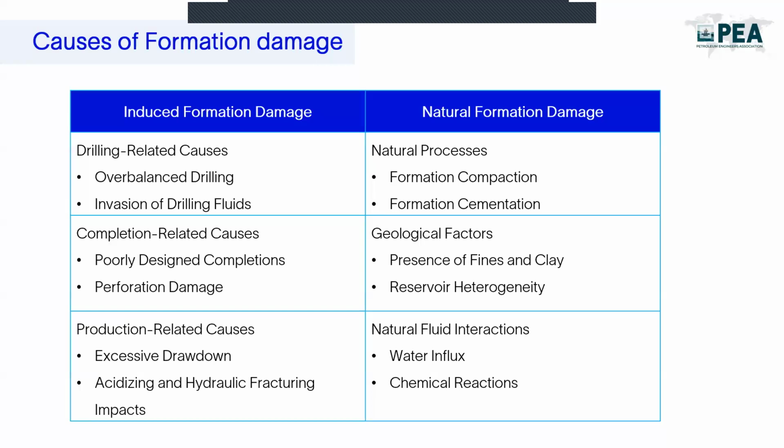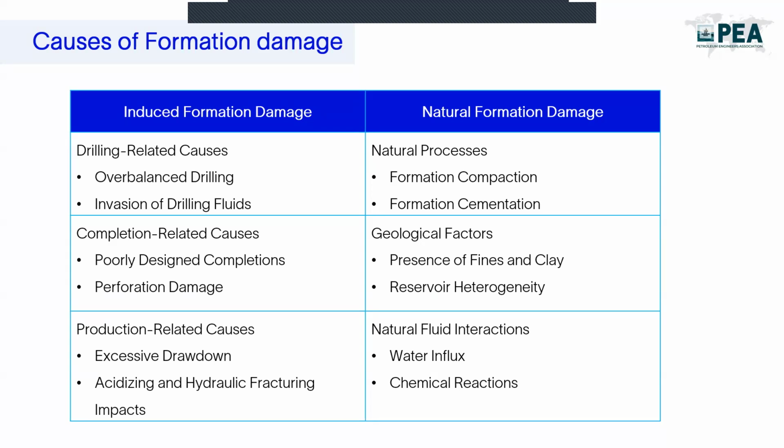Another thing in the production-related causes is the acidizing and hydraulic fracturing impacts. Yes, they are supposed to stimulate our well instead of damaging it, but there are some limitations and some risks of damage as a result of acidizing. It involves injection of acid to dissolve formation rock and improve permeability. There is a potential for over-acidizing to damage the rock structures and reduce long-term productivity if the acidizing is not well optimized.